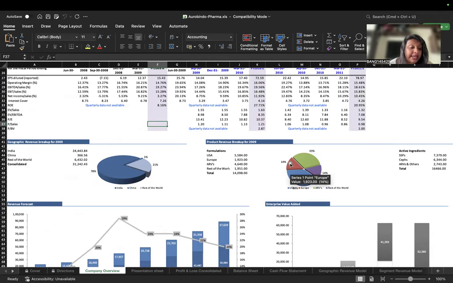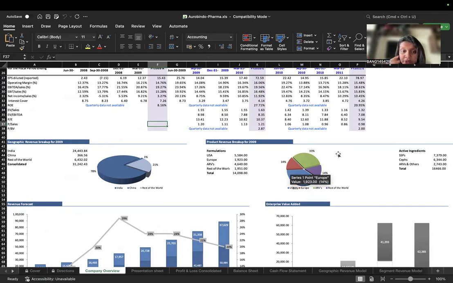So the API segment itself is broken down into SSPs, SEVs, ARVs, and others, which shows us a diversified product portfolio within the bulk drugs business. This level of detail allows for a nuanced and accurate forecast.